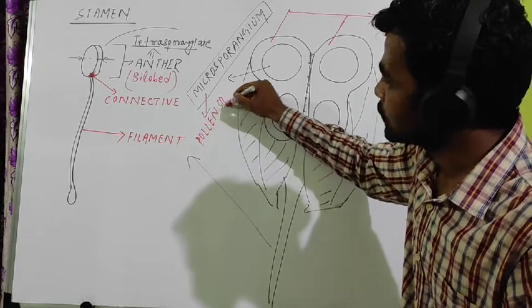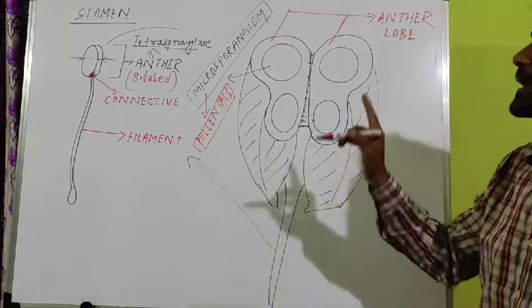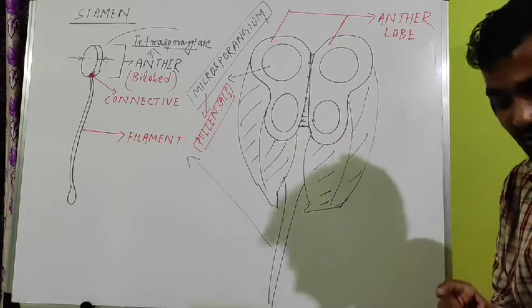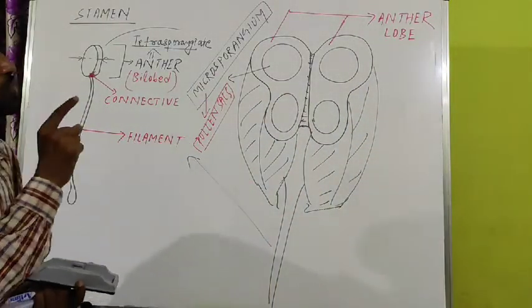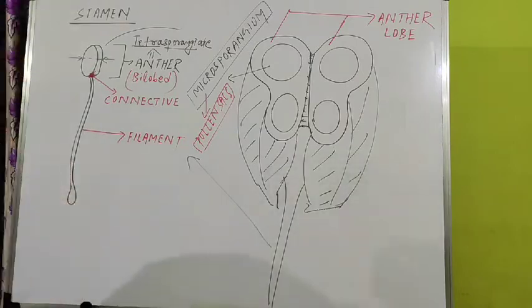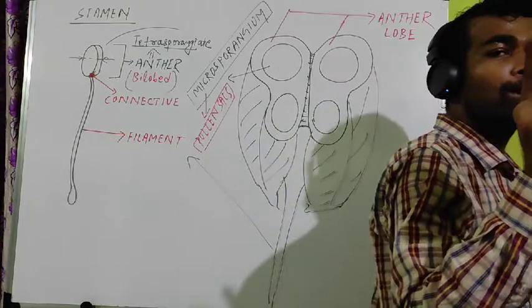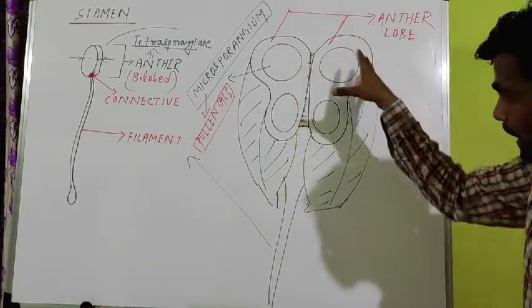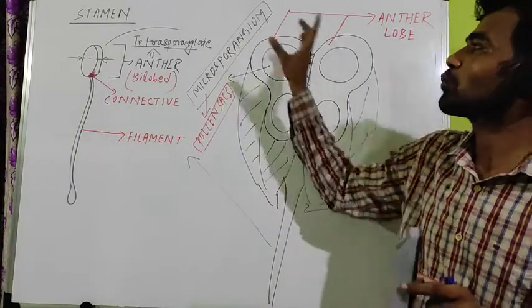पोलन सैक्स आर नथिंग. This same microsporangium, which is present, when they become mature, they become pollen sac. So now the question comes: how many pollen sacs do you find inside each anther? Each anther contains 4 pollen sacs. Each anther lobe contains 2, but total anther contains 4 pollen sacs or 4 microsporangia.